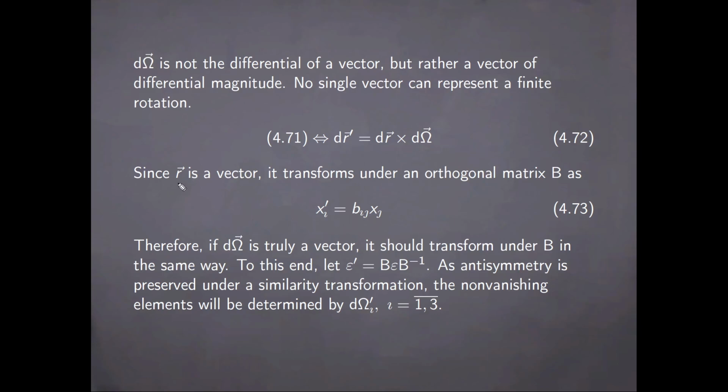Now, since the radius is a vector, it transforms under an orthogonal matrix B as given by the rule here. So if d omega were truly a vector, then it should also transform under an orthogonal matrix B in the same way. And in order to investigate this, we will first define the matrix epsilon prime by the similarity transformation of epsilon under B. And as antisymmetry is preserved under similarity transformation, the non-vanishing elements will be determined by the three components d omega prime.